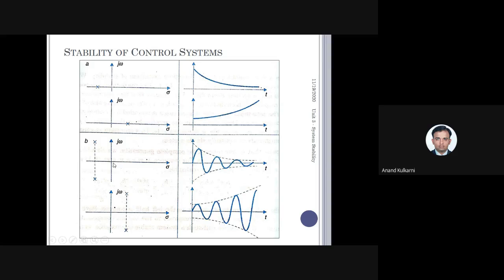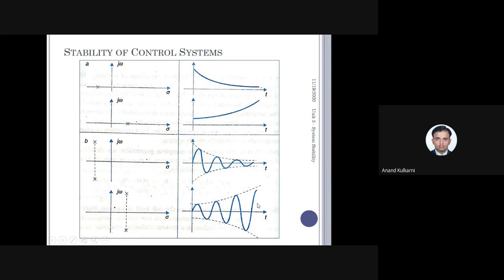Here also the same thing has happened. If the system here has negative real part, the system is stable. If the system here has positive real part, the system is unstable. The only difference between the responses is that in these cases the roots are on the real axis, so the response is non-oscillatory, whereas here the roots have both real and imaginary parts, so the response is oscillatory.